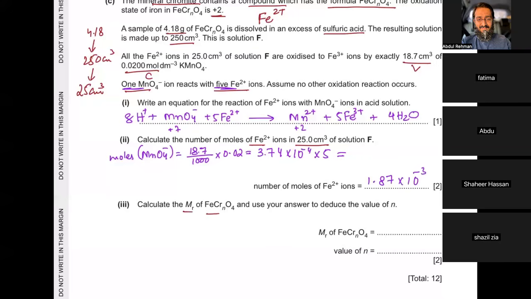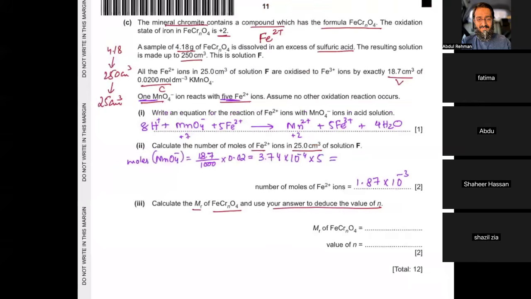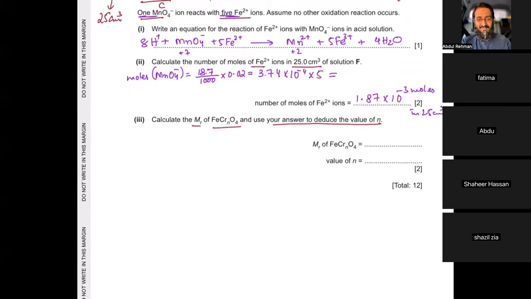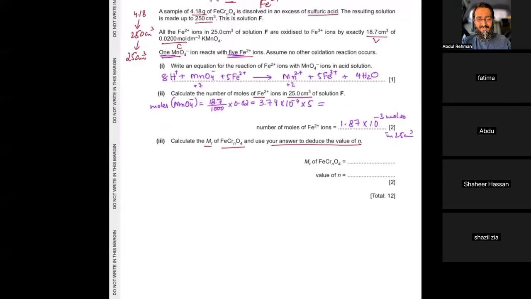Calculate the MR of FeCrNO4 and use the answer to deduce the value of N. So see, these are the moles in 25 centimeter cube, right? And the solution is 250 centimeter cube. So it means that in 250, we have 1.87 exponent minus 2 moles.